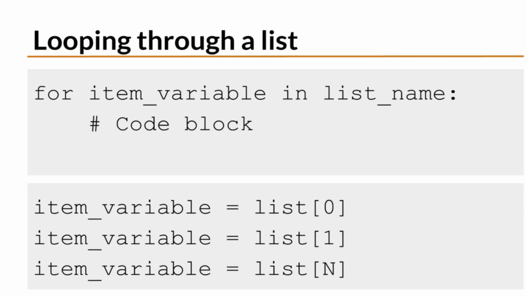Essentially, what happens is that the first item in the list, at list index 0, is assigned to item_variable, and the code block is executed. The next item in the list, the item at index 1, is assigned to the item_variable, and then the code block is executed. This process continues until the list is exhausted. If there are no items in the list, the code block will simply not execute.